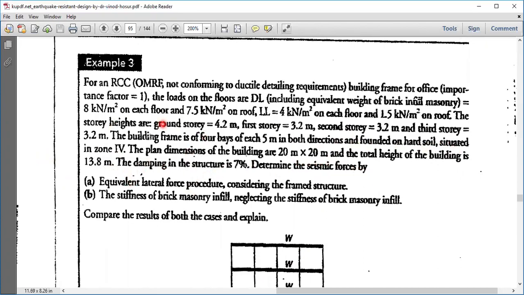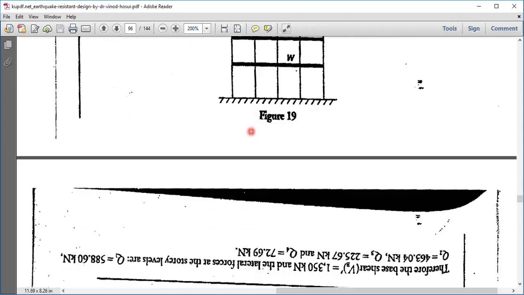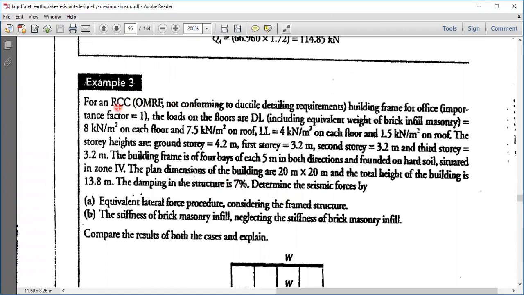I think we have done something similar example. Here the damping in the structure is 7%. So they have given me the percentage of damping, that is 7%. From this, first we will pick up the values, that is RC OMRF, so the response reduction factor is going to be 3. Importance factor take 1.2. And dead load, live load, total height you can calculate.